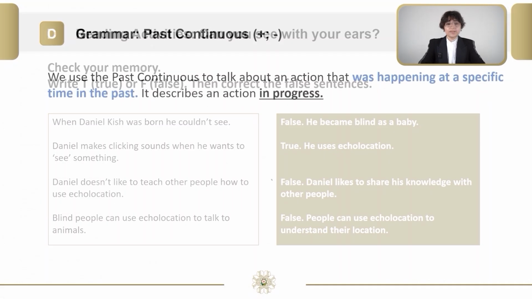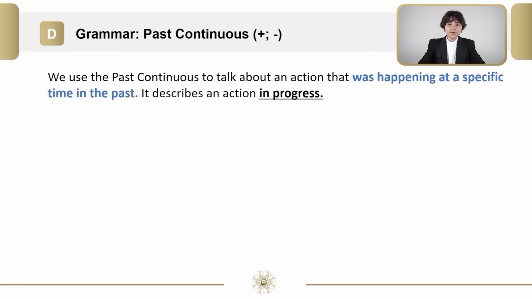Well done. Now it is grammar time. We're going to learn about the usage of past continuous in affirmative and negative sentences. We use the past continuous to talk about an action that was happening at a specific time in the past. It describes an action in progress.